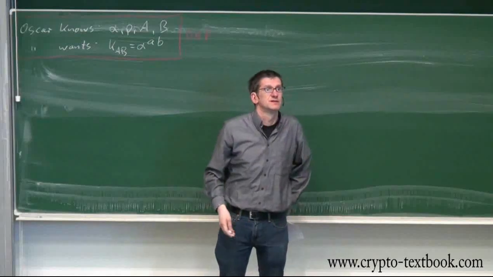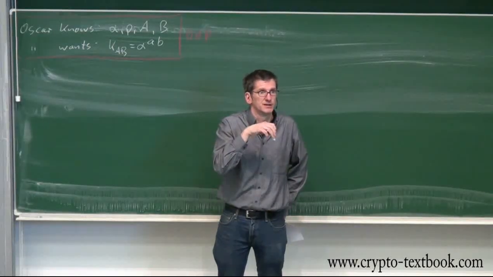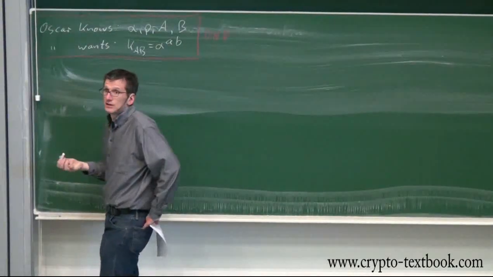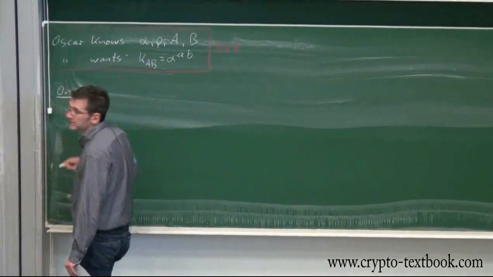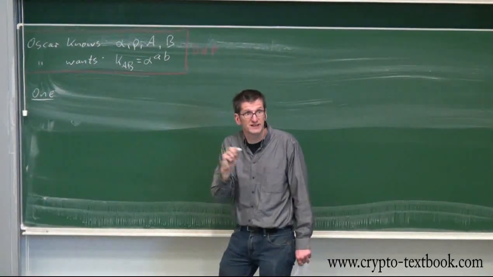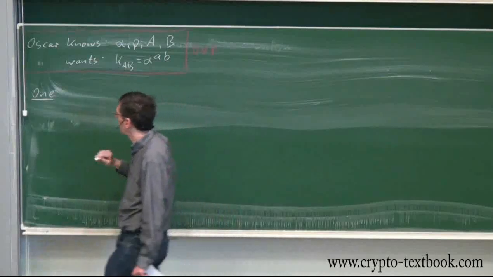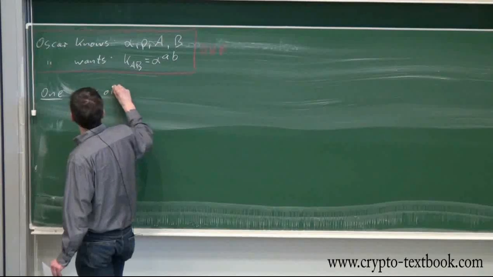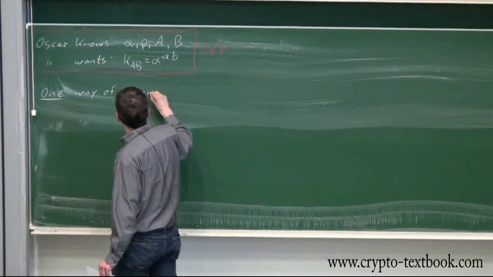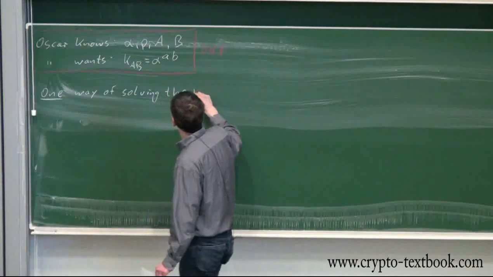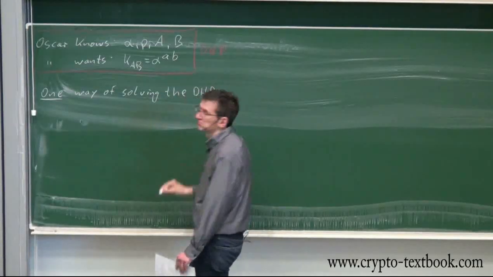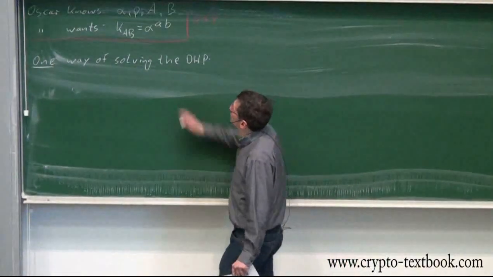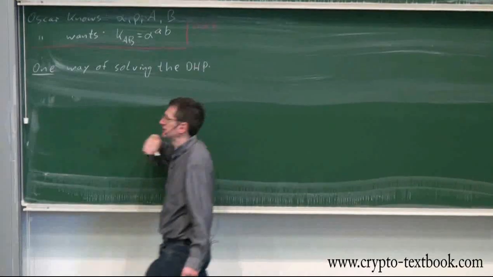Lowercase, right? Lowercase a, lowercase b. Exactly. Either lowercase a or lowercase b. That's the thing. So one way of solving the Diffie-Hellman problem is along the lines of what the colleague just told us. Compute lowercase a, let's say, or lowercase b. You know, it's symmetric. It doesn't matter which one.